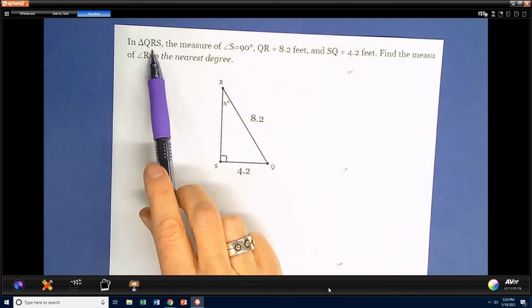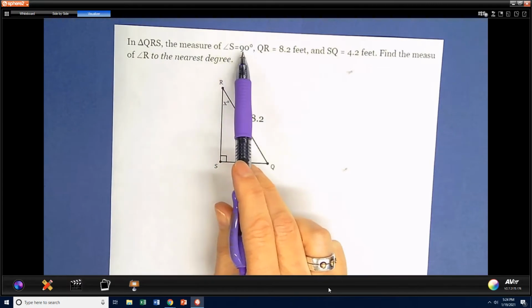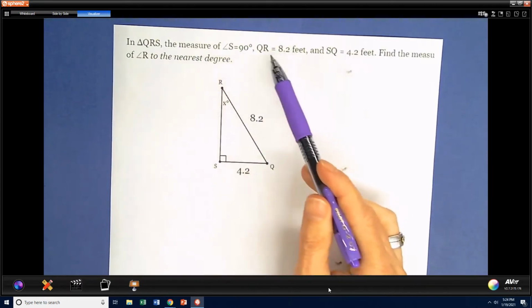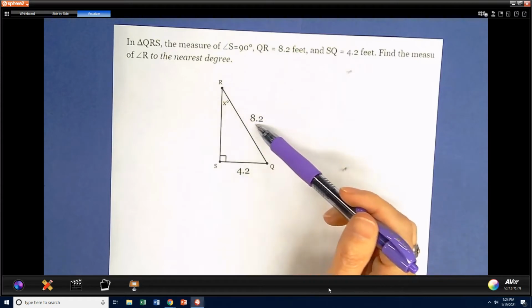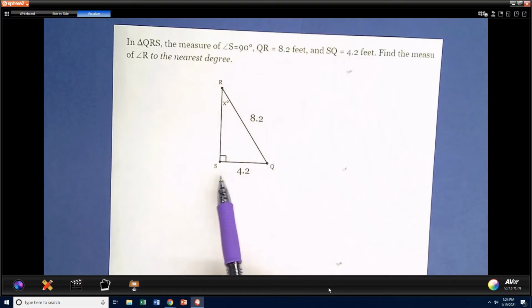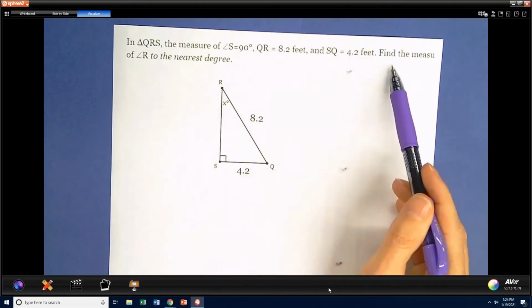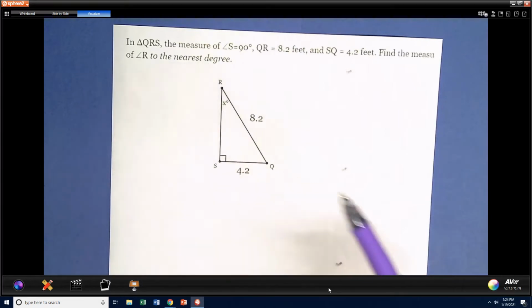In triangle QRS, the measure of angle S is 90. QR is 8.2 feet. And SQ is 4.2 feet. Find the measure of angle R to the nearest degree.